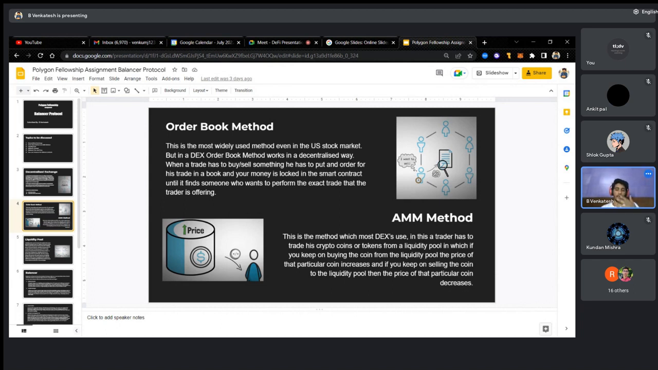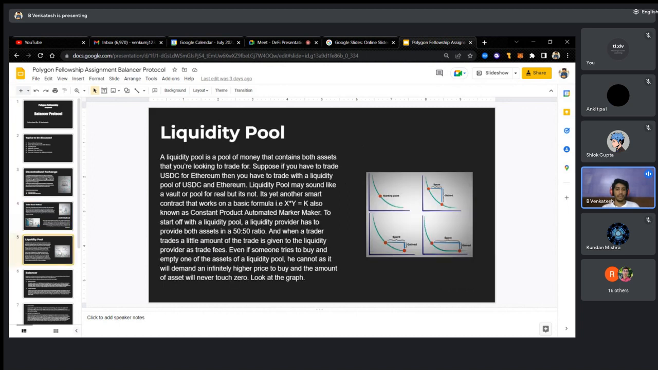So this is how it works. You must be wondering now, what is a liquidity pool? What does it mean? That's why I have another slide for you, right? So what is a liquidity pool? It must sound like a pool of money, a vault. No, it's nothing like that. It's actually a smart contract which looks after this whole process, okay?